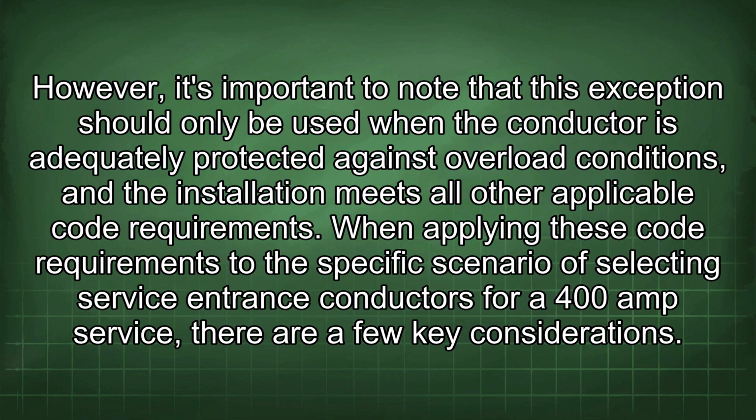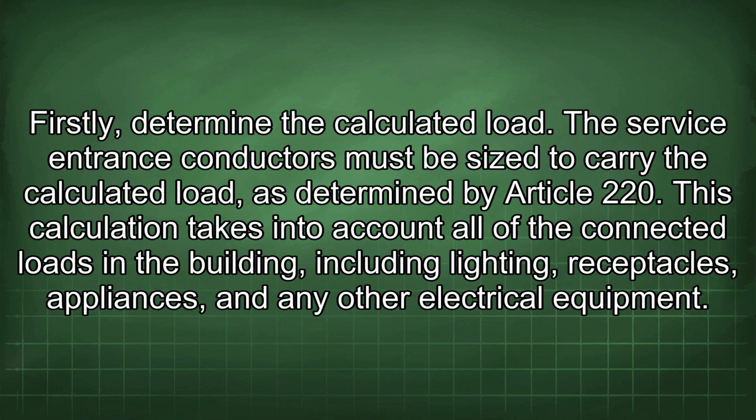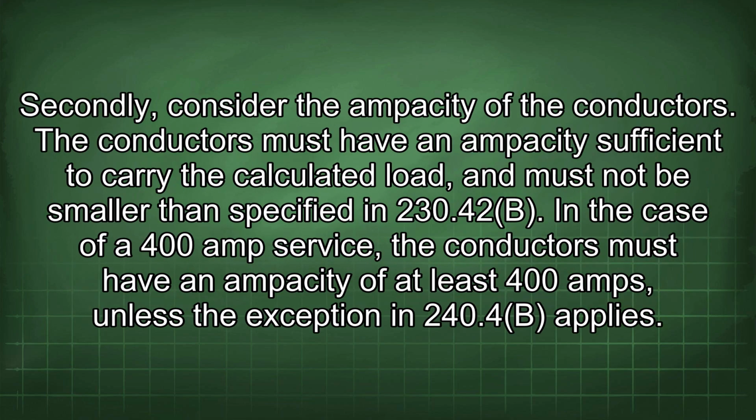When applying these code requirements to the specific scenario of selecting service entrance conductors for a 400 amp service, there are a few key considerations. Firstly, determine the calculated load. The service entrance conductors must be sized to carry the calculated load as determined by Article 220. This calculation takes into account all of the connected loads in the building, including lighting, receptacles, appliances, and any other electrical equipment. Secondly, consider the ampacity of the conductors.